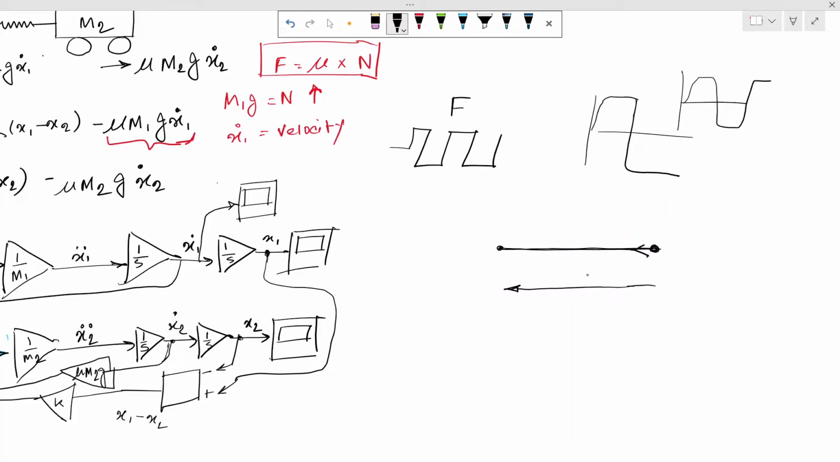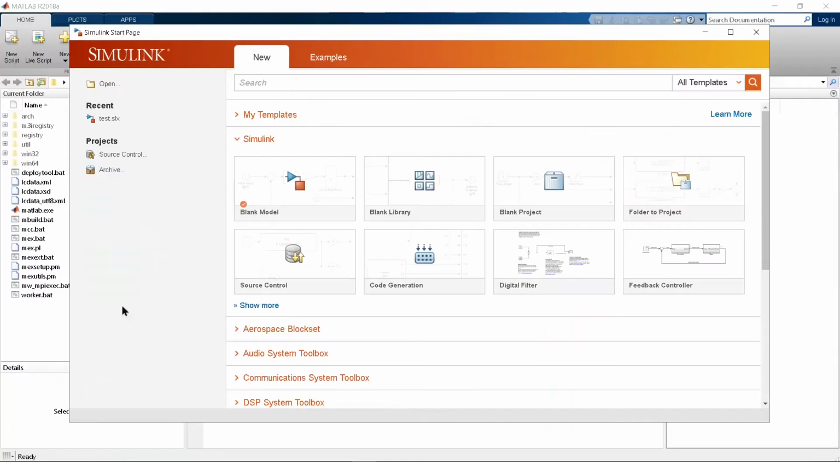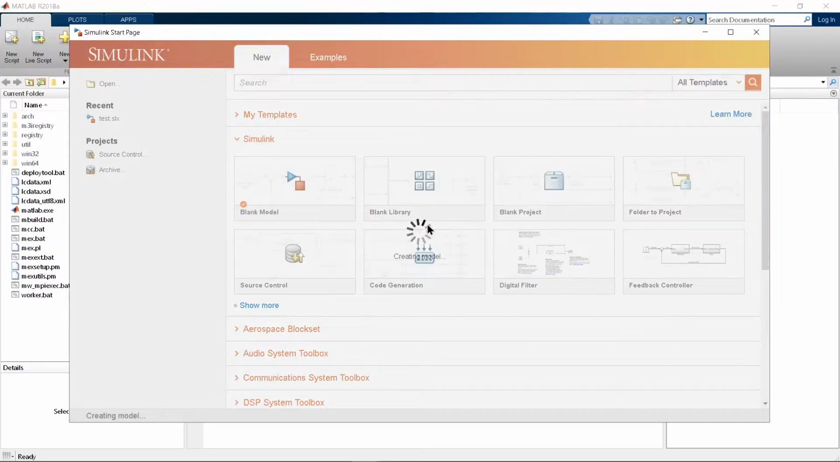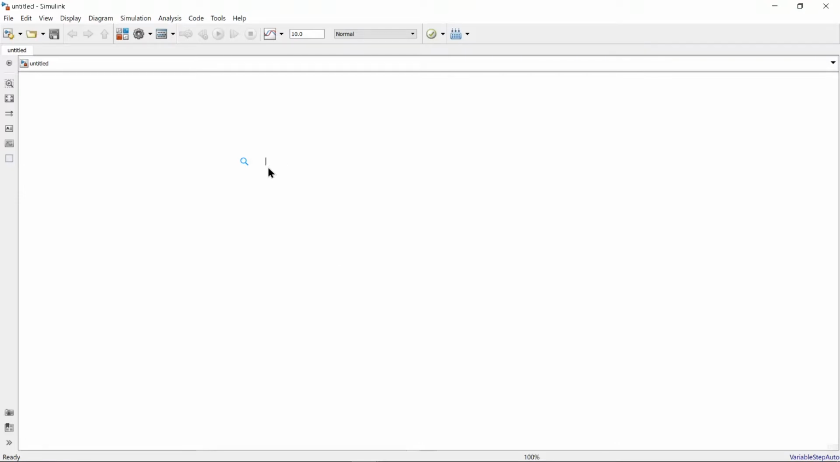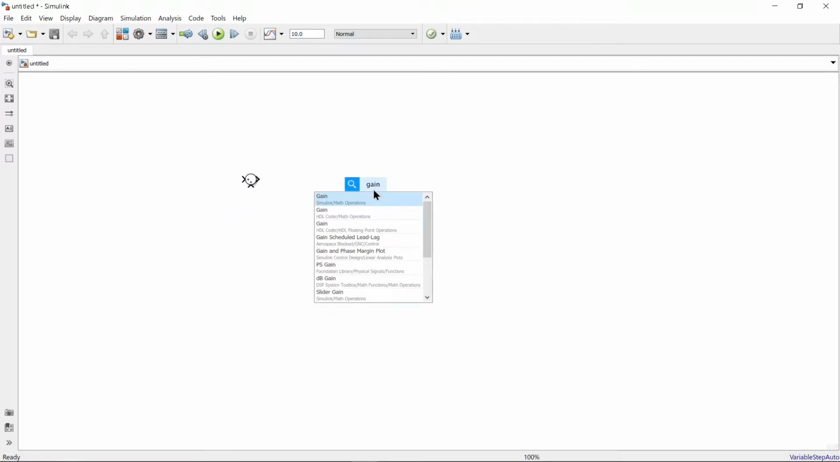So let's all see this in the Simulink window. Go to Simulink. Now I need some adders. So now I also need a gain. So search gain.